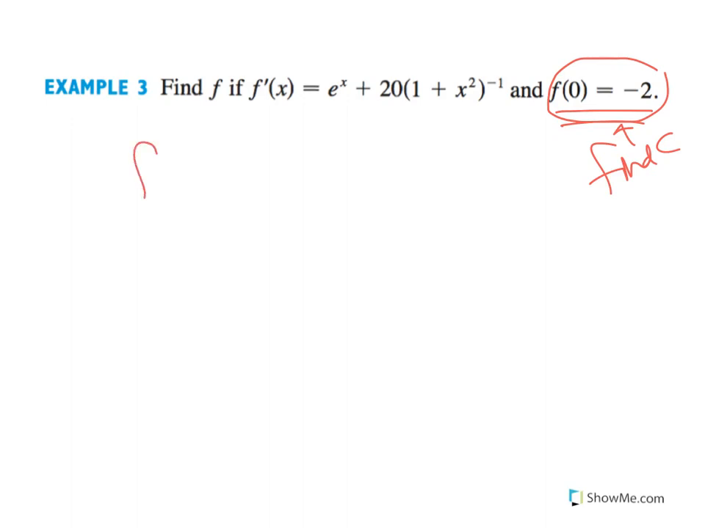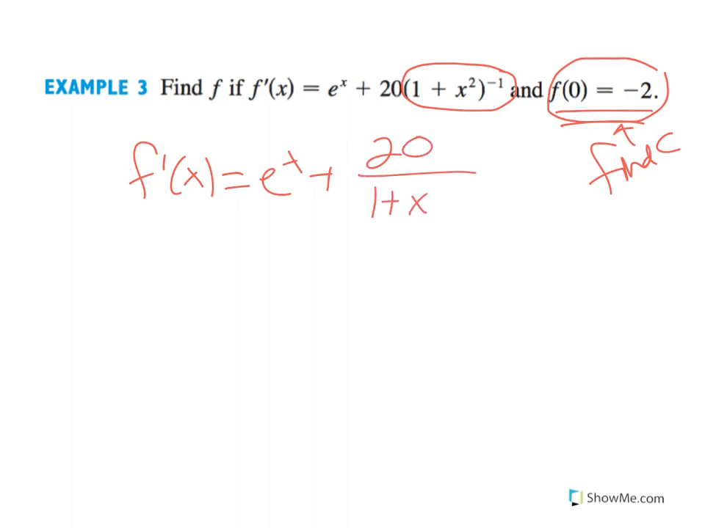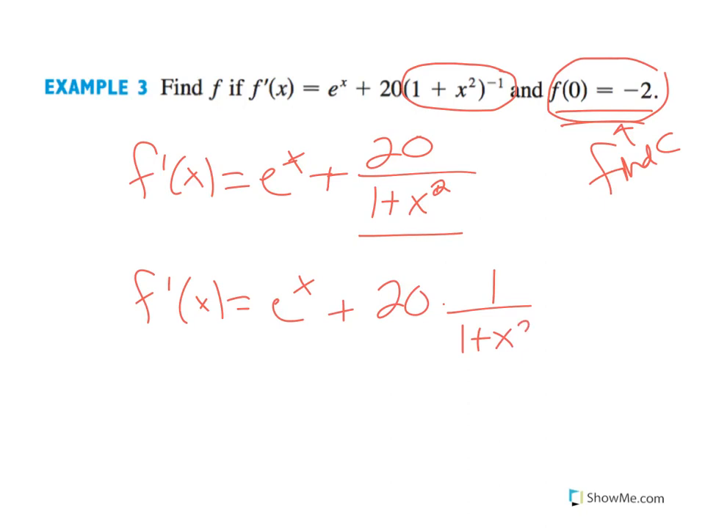So let's first rewrite this a little bit. It says the derivative is given as e to the x plus, that negative 1 power really means over that to the positive 1. So I can first rewrite it as 20 over 1 plus x squared. And you might not recognize the antiderivative of that yet, but if I manipulate it slightly again and call it 20 times 1 over 1 plus x squared, I think a lot of you might recognize what that antiderivative is going to be.